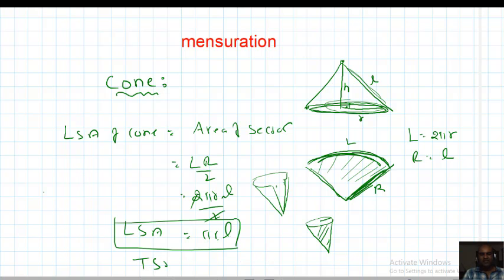So if you want the total surface area, what do we need? Lateral surface area plus base area. The base is a circular disc, only one, no? That is pi r square. Square units. This is the total surface area of the cone.